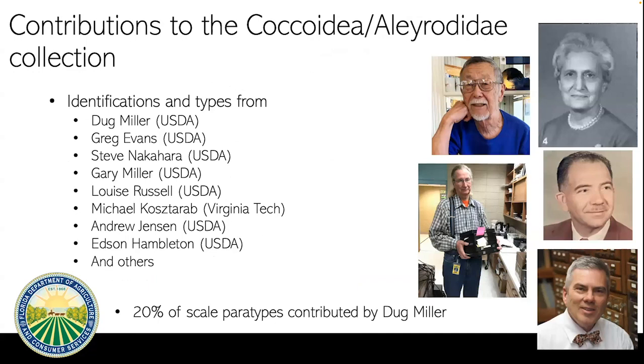So we all have a lot of great scale and whitefly taxonomists that have contributed paratypes and holotypes and donations to our collection. Many of those originated at the USDA. And about 20% of our scale paratypes come from Doug Miller, who is a retired USDA researcher that is now a research associate at the FSCA, who has mentored me enormously.